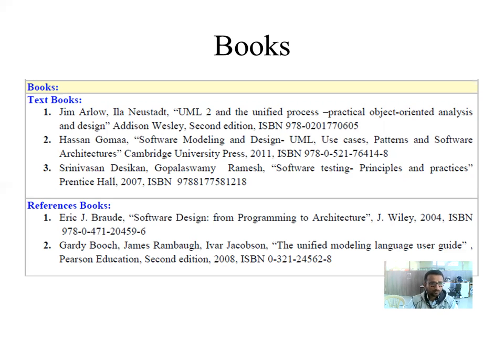And for reference books, the first reference book that you can refer to is Software Design: From Programming to Architecture. And the second reference book that you can refer to is The Unified Modeling Language User Guide. So these are the 5 books. 3 are textbooks and 2 are reference books that can be referred to in order to study this software modeling and design subject. Okay, so this is all about the subject introduction for this software modeling and design subject.